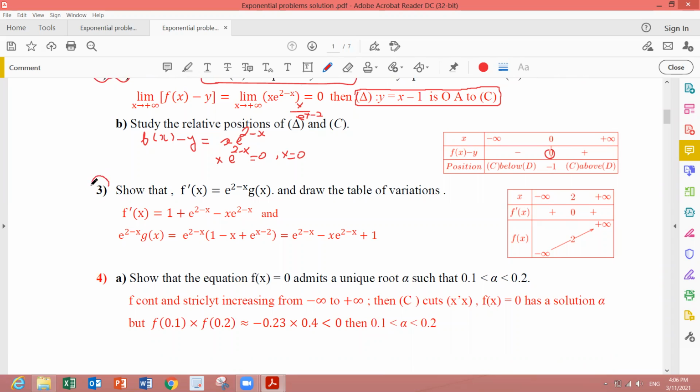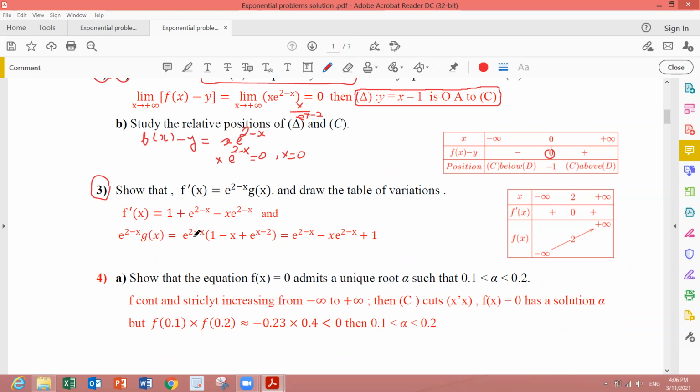Part 3. Show that f prime x equals e to the power 2 minus x times g(x), and set up the table of variations. f prime x equals 1 plus e power 2 minus x, e power 2 minus x. Let's take e power 2 minus x times g(x).